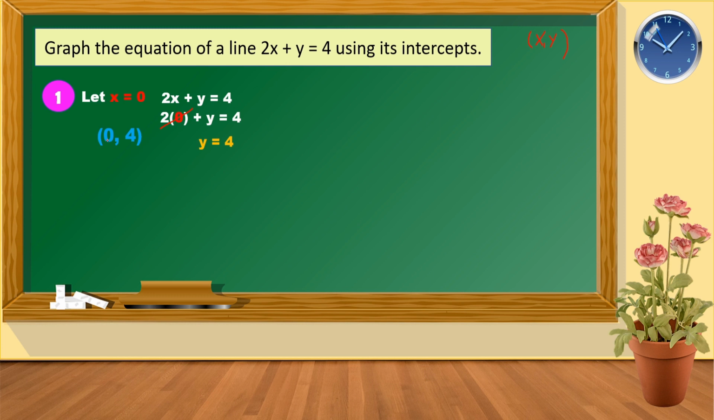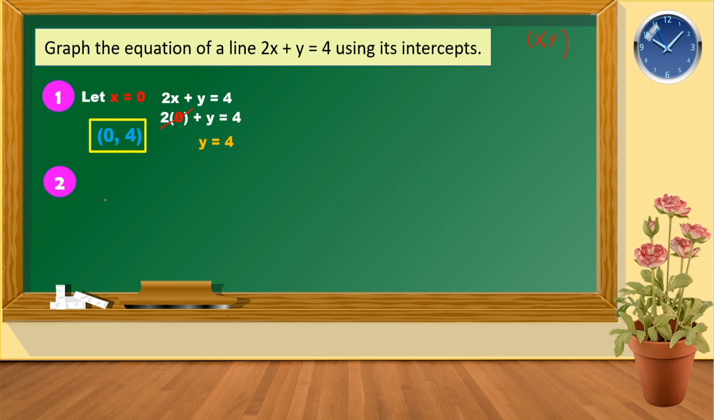So saan nakuha si 0? Yung value ng x na nilet natin kanina. How about 4? Yung 4 naman ay yung value na nakuha natin after substituting 0 in our given equation. So we have now (0, 4) as our first point. Okay? So let's proceed with our step 2.